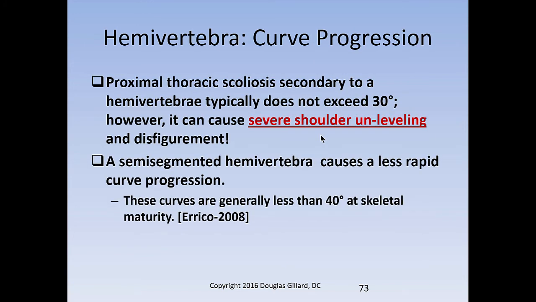Proximal thoracic scoliosis. Remember the ones up high in the thoracic spine? They never get bigger than 30 degrees, which is good. But these are the ones that can cause severe shoulder unleveling, and they can be very disfiguring. So semi-segmented hemivertebrae cause a less rapid curve progression, but they can be more of a cosmetic problem. These curves are generally less than 40 degrees at skeletal maturity. This source said they don't go past 30, so 30 to 40 is the number here.